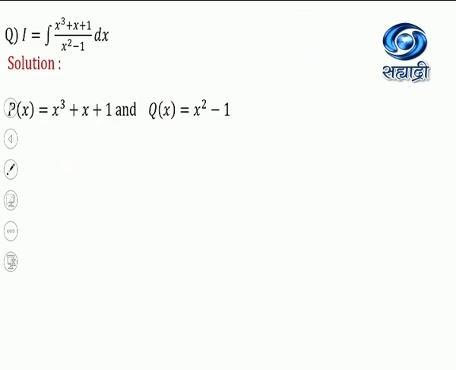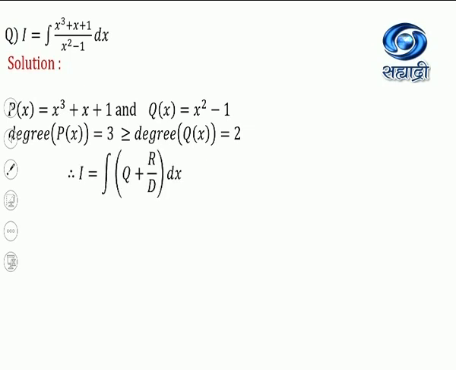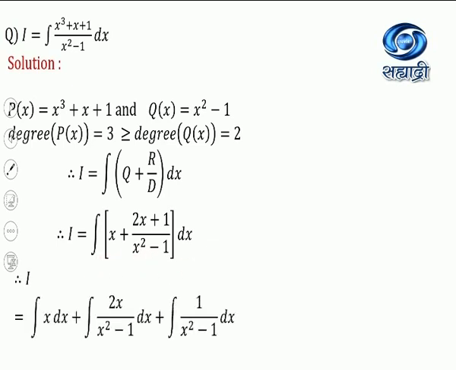Now I equal to integration x cube plus x plus 1 upon x square minus 1. Here note that the degree of numerator is greater than degree of denominator. Degree of numerator is 3 whereas degree of denominator is 2. So after division we get I equal to integration x plus (2x plus 1) upon x square minus 1 dx. Okay. Now we can easily integrate.